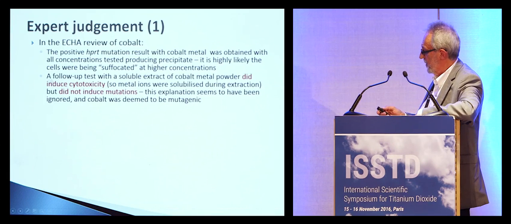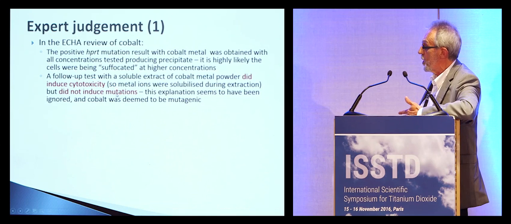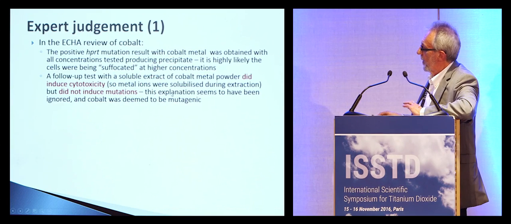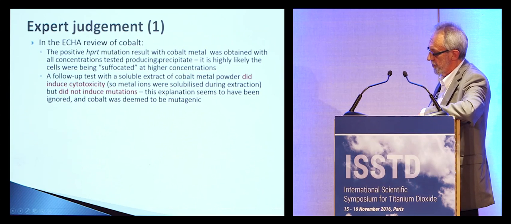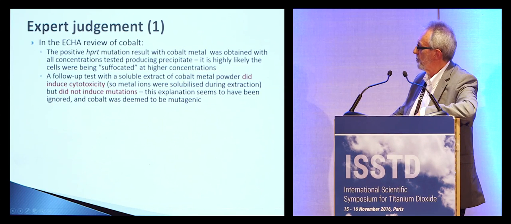A follow-up test was done with an extract of soluble metal powder. Now, this extract did induce cytotoxicity, so we know that metal ions were being solubilized during the extraction. And this extract was negative. It did not induce mutations. So, putting the 2 pieces of data together, you'd argue that the cobalt itself is not mutagenic, that this positive result with the highly precipitating concentrations was due to physiological stress. But this appears to have been ignored, and cobalt was deemed to be mutagenic based on those results.